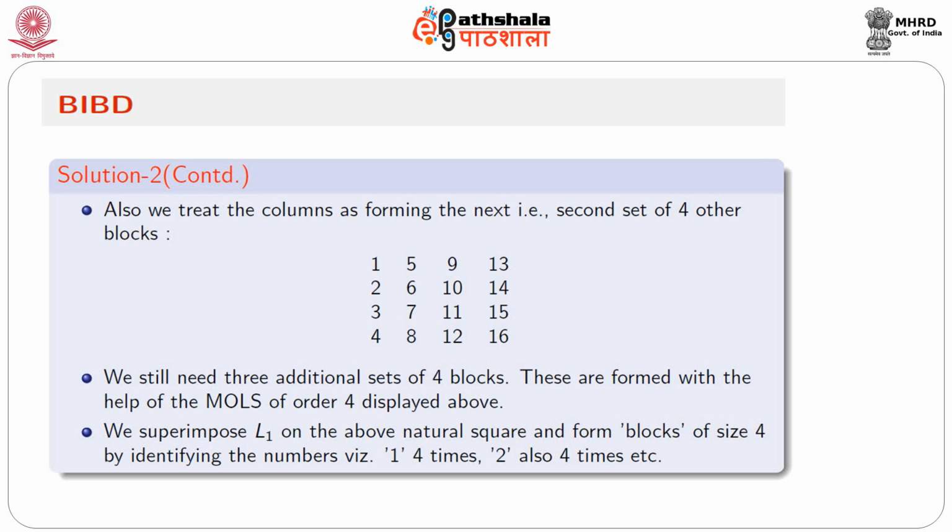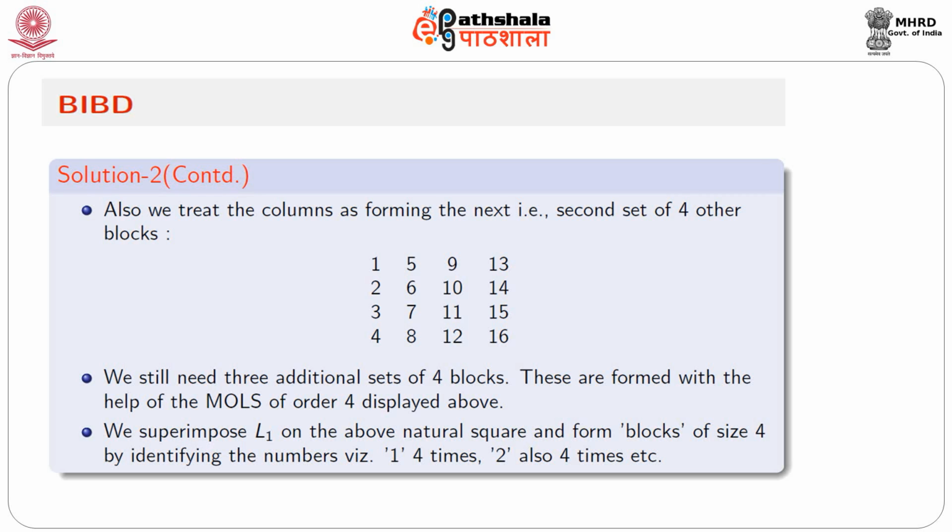Starting with this natural square, we take the rows of the square, and they form the first set of 4 blocks. Then we take the columns of the square and they form another set of 4 blocks. So the first set of blocks is obtained by taking the rows of the natural square and the second set of 4 blocks by taking the columns of the natural square. Those are written as rows here. We still need 3 additional sets of 4 blocks. Those are formed with the help of the mutually orthogonal Latin squares of order 4 that have been displayed above.